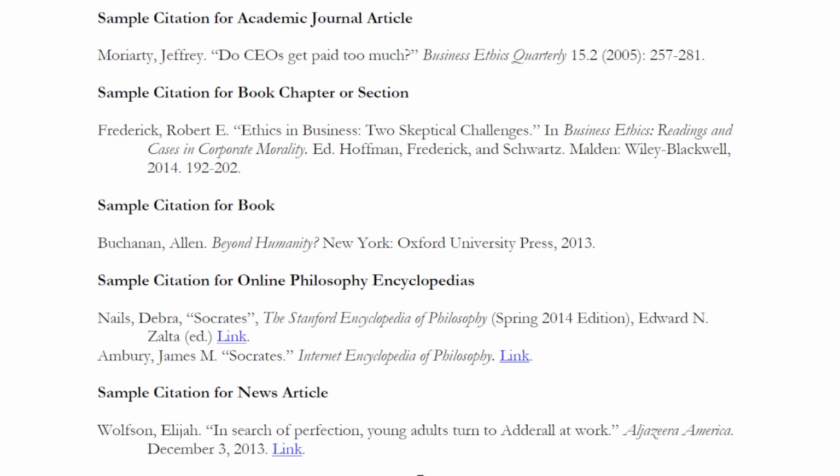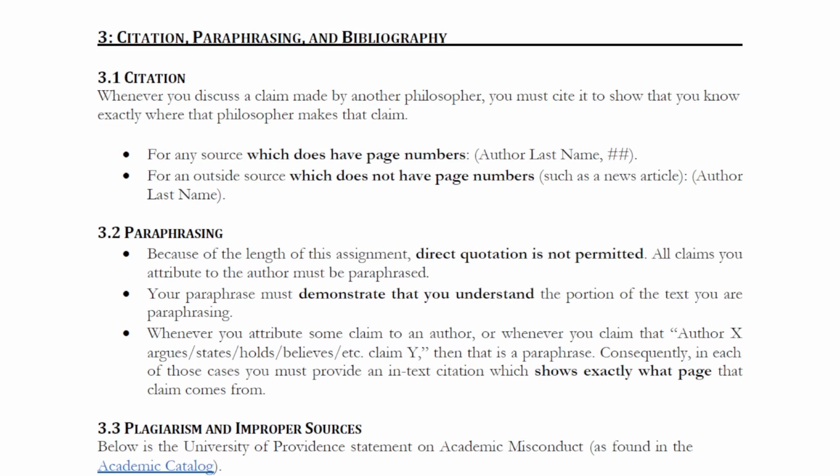If you do use outside sources, then those also need to be cited. On the Response Paper Guidelines document, I have provided some examples of how to properly cite different types of sources. Here you will find examples for journal articles, book chapters, books, etc., and you can follow these models when citing your sources. You are also required to have in-text citations within the body of your paper itself. First, I will explain the format that these citations need to take, and then I will explain when these in-text citations need to be used.